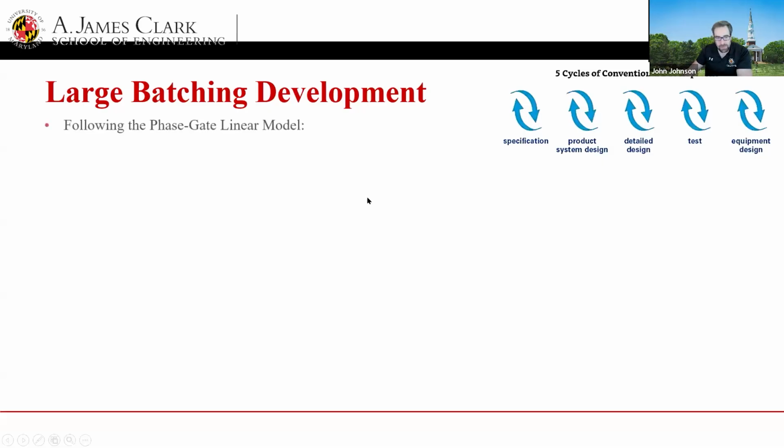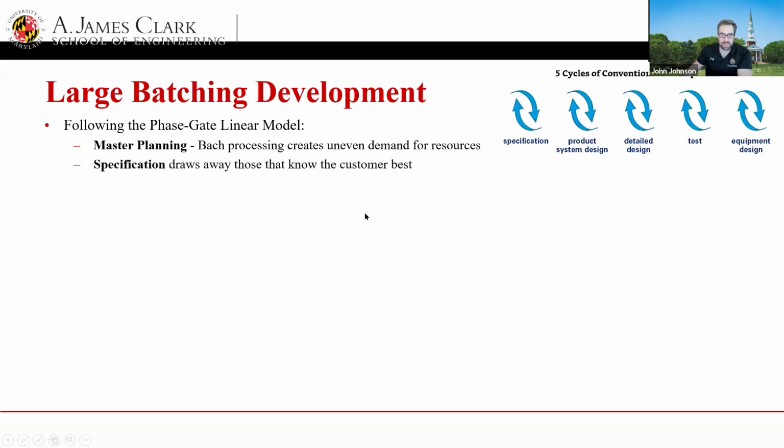I'm not going to go over all of them in great detail, but I just want you all to get a sense of the reasons why we want to avoid those, which is that when we create really big, large batches, we create very uneven demand for resources across our teams. We create specifications, and those specifications mean that we pull the people that know our customer the best away from actual delivery, because they're no longer available to work on the teams; they have to work on all this planning work instead.